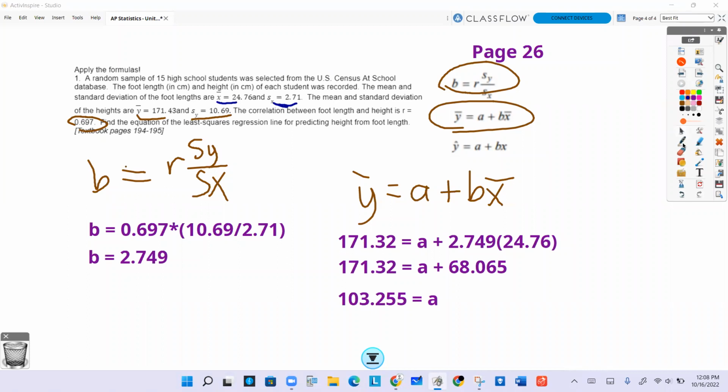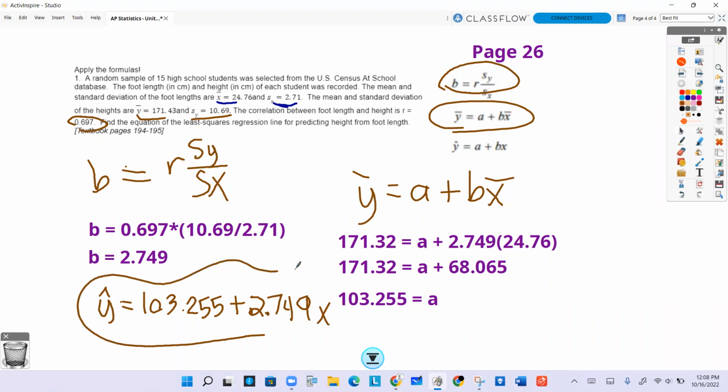So now we can write up our equation, which will be y hat is equal to 103.255 plus 2.749 times x. It doesn't say to define the context of the variables, but you would want to make sure that you describe on a free response question that x is going to be your foot lengths and y is the predicted heights in centimeters.